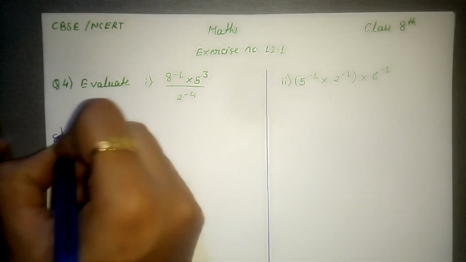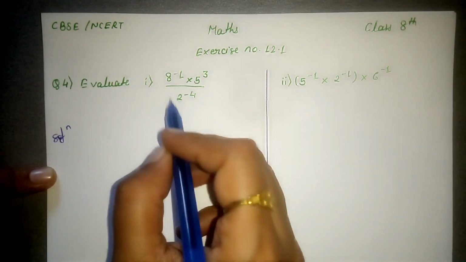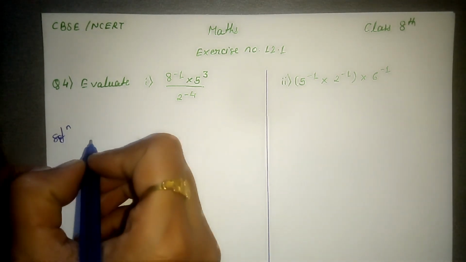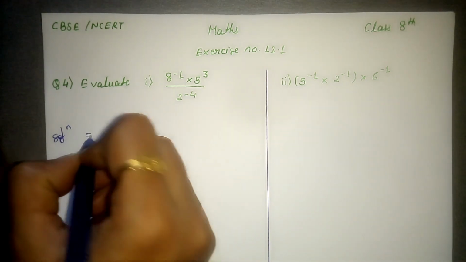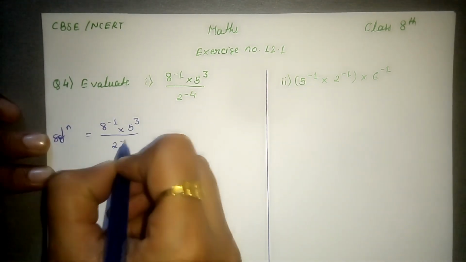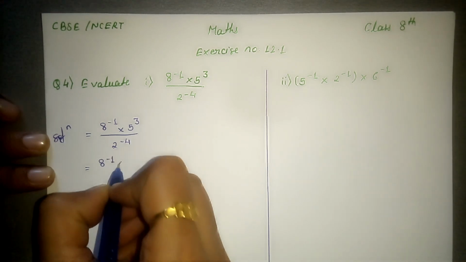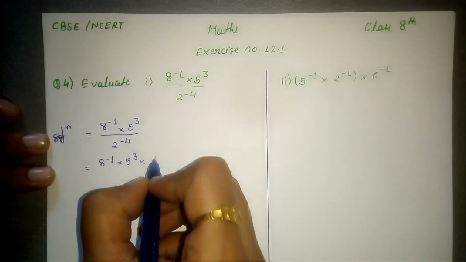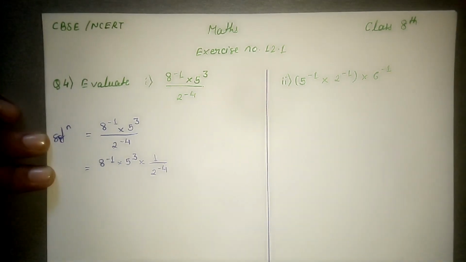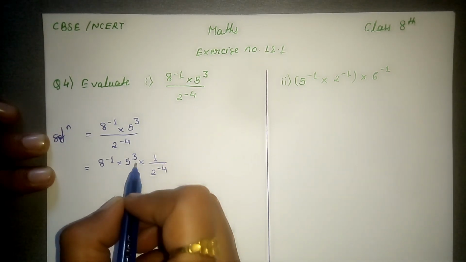So the solution here. It is given in the question, evaluate, and evaluate means we have to find the value by simplifying this expression. The given expression is 8 raised to the power minus 1 into 5 raised to the power 3 divided by 2 raised to the power minus 4, and this can be written as 8 raised to the power minus 1 into 5 raised to the power 3 into 1 upon 2 raised to the power minus 4. Yes, we can write it because when we multiply 1 with 8 raised to the power minus 1 into 5 raised to the power 3, we get the same expression as it is.